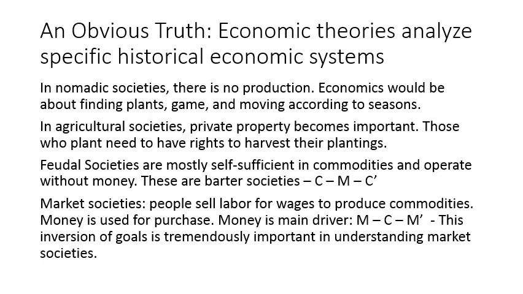Then we moved to feudal societies, and these were mostly self-sufficient in commodities, and they operate using barter. Well, it's not necessarily barter, but the goal of life is to have commodities. So I can sell commodities for money, and then I can use the money to buy more commodities, something which Karl Marx has called CMC prime. So in a barter society, the goal is to have commodities.